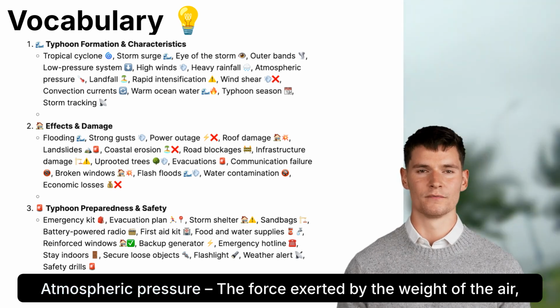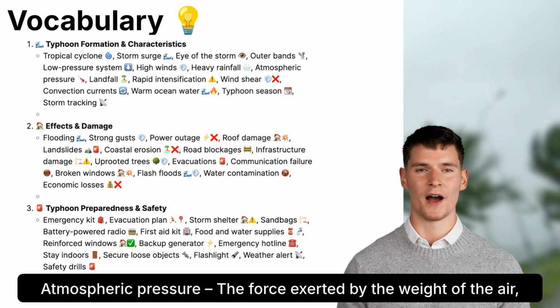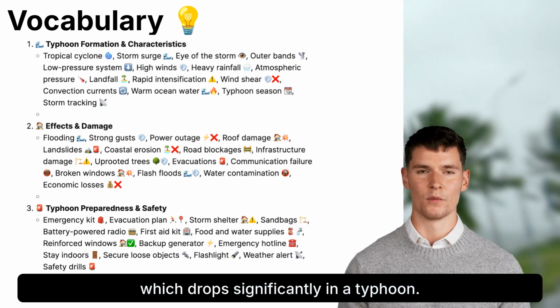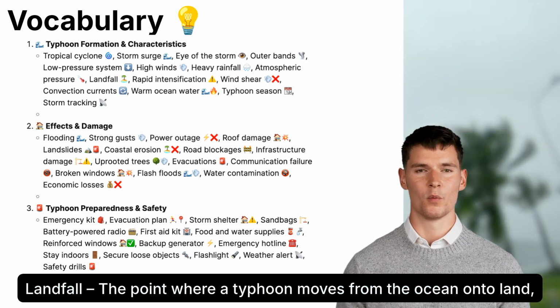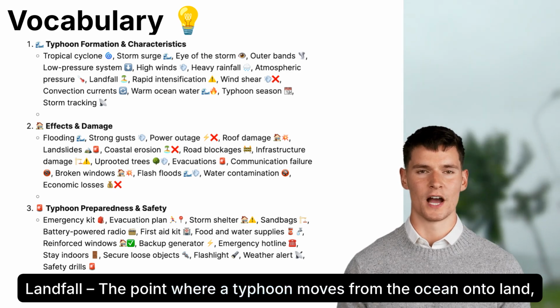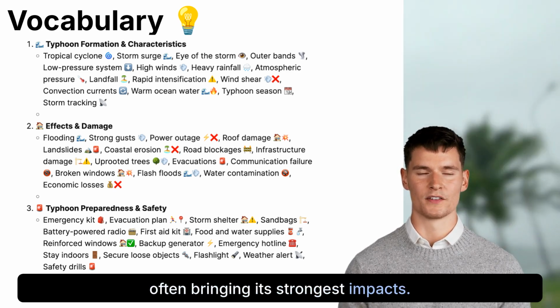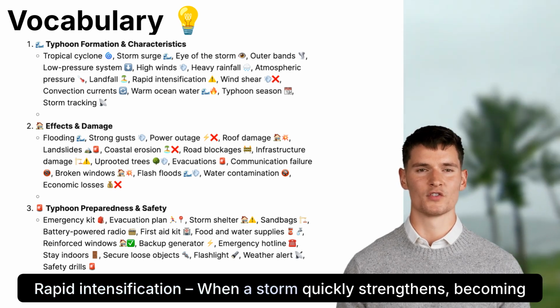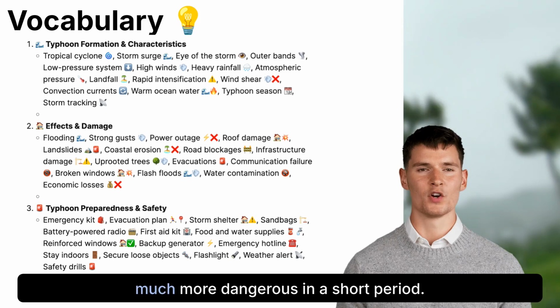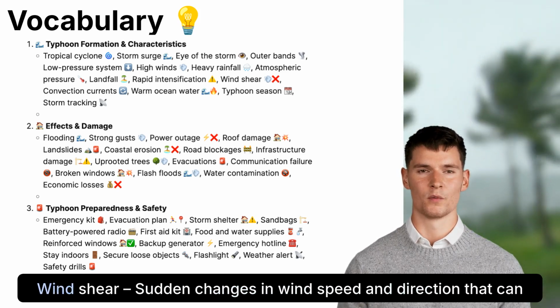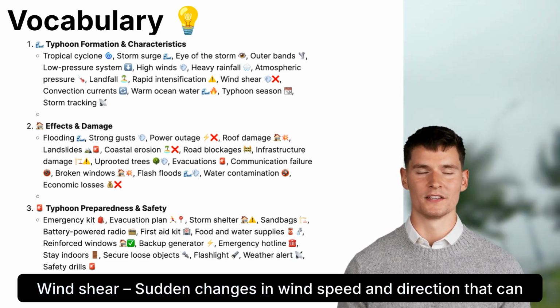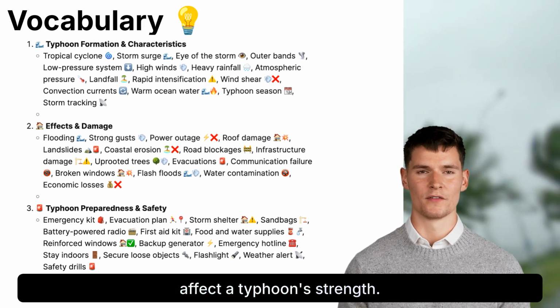Atmospheric pressure, the force exerted by the weight of the air, which drops significantly in a typhoon. Landfall, the point where a typhoon moves from the ocean onto land, often bringing its strongest impacts. Rapid intensification, when a storm quickly strengthens, becoming much more dangerous in a short period. Wind shear, sudden changes in wind speed and direction that can affect a typhoon's strength.